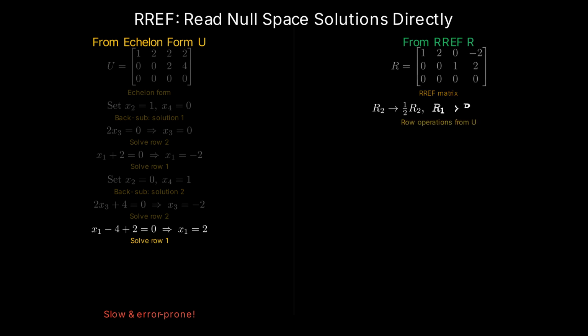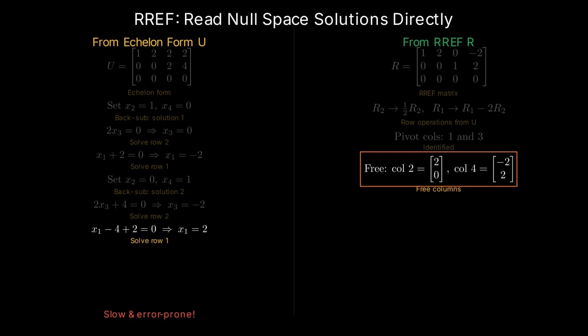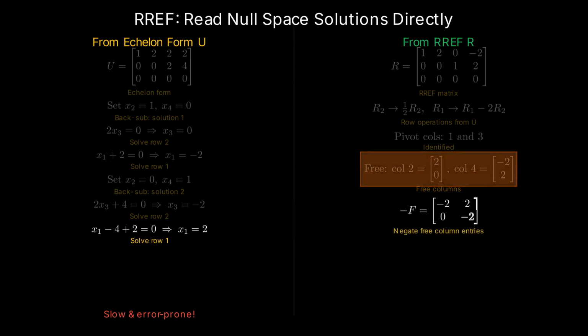The RREF is obtained from U by dividing row 2 by 2, then subtracting 2 times row 2 from row 1. The result is the matrix with rows 1, 2, 0, negative 2, then 0, 0, 1, 2, then 0, 0, 0, 0. The pivot columns are columns 1 and 3. The free columns are columns 2 and 4. Circle them. Now here's the magic. Just negate the entries in those free columns, and both special solutions appear immediately.